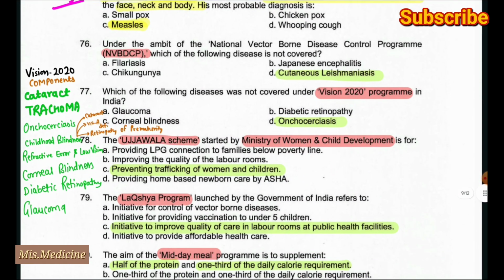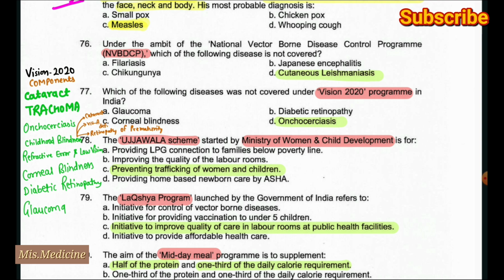Next question: under the ambit of the National Vector Borne Disease Control Program, NVBDCP, which of the following is not covered? Cutaneous leishmaniasis. Next question: which of the following diseases was not covered under the Vision 2020 program in India? Onchocerciasis. And childhood blindness, most common causes can be cataract, vitamin A deficiency, and retinopathy of prematurity.